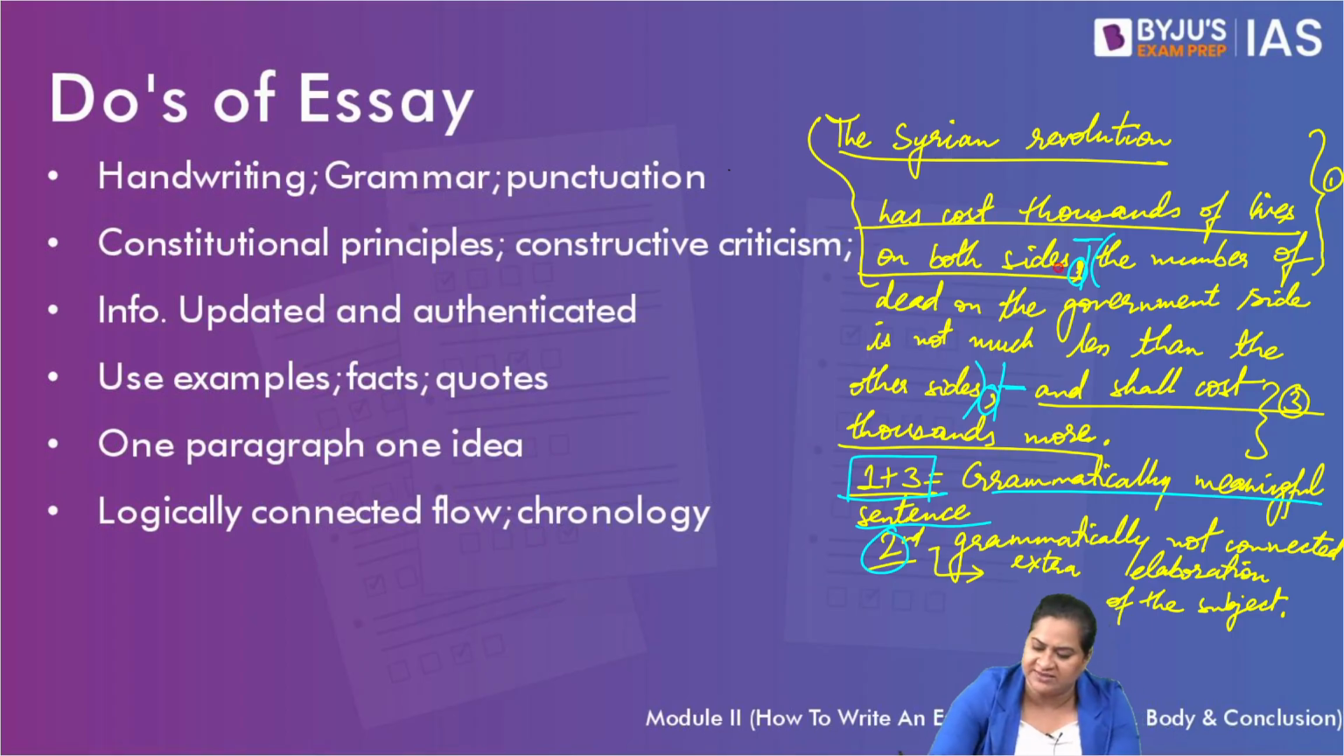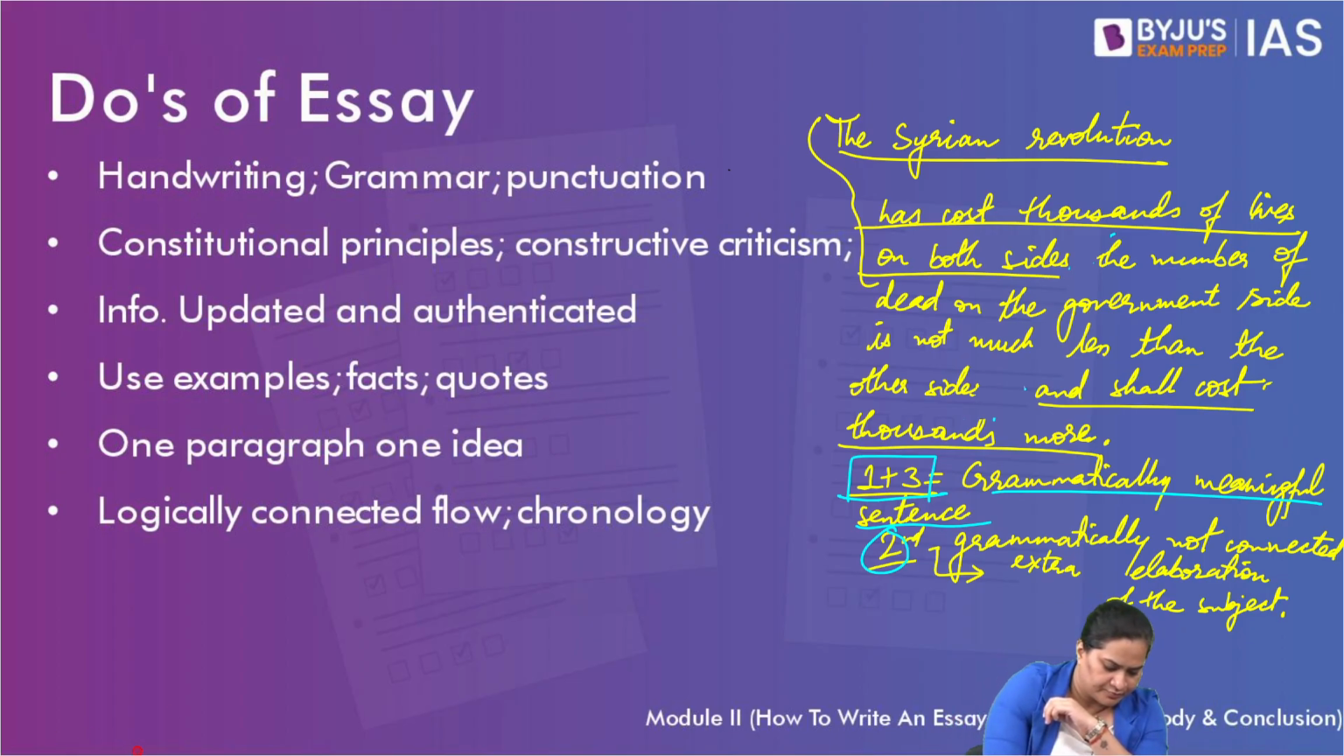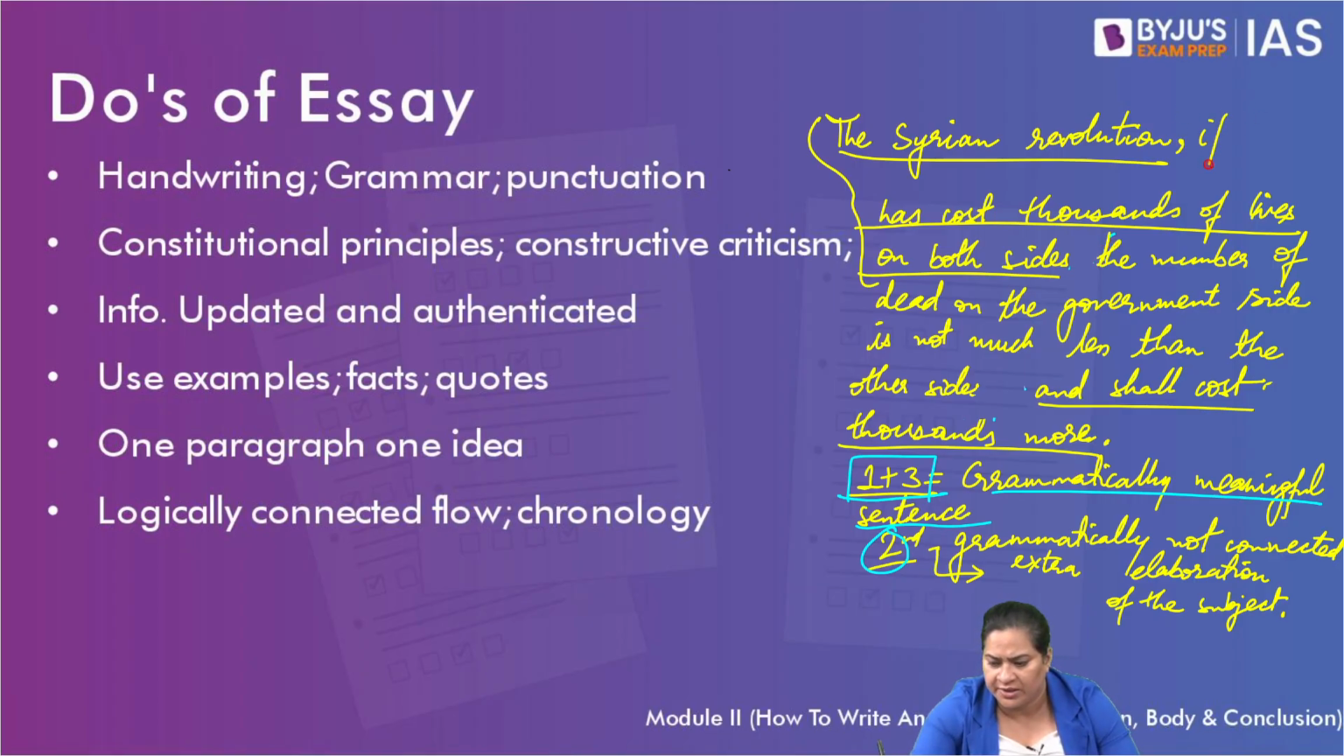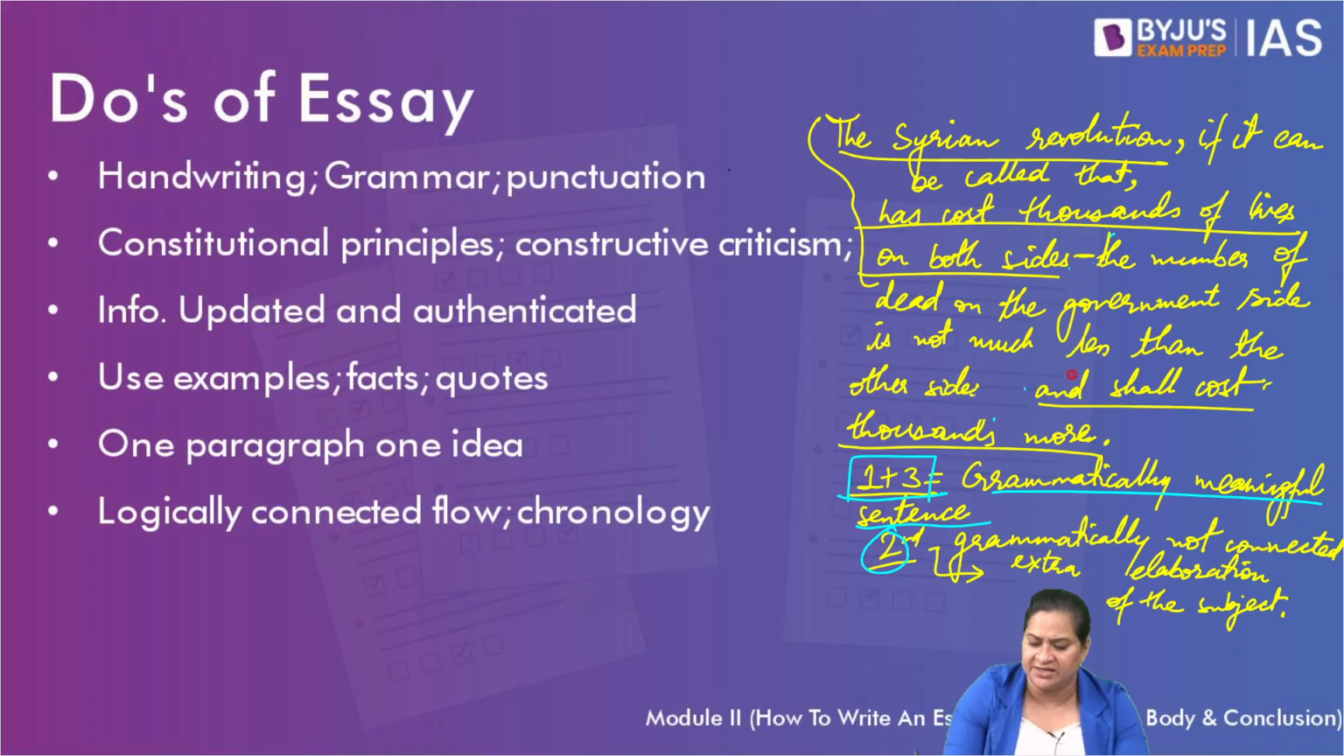Now, this sentence was not actually this simple. Let me show you what exactly the sentence was. The actual sentence was: The Syrian revolution, comma, if it can be called that, again a comma, has cost thousands of lives on both sides, dash, the number of dead on the government side is not much less than the other side, dash, and shall cost thousands more. Fine, this was the segment.